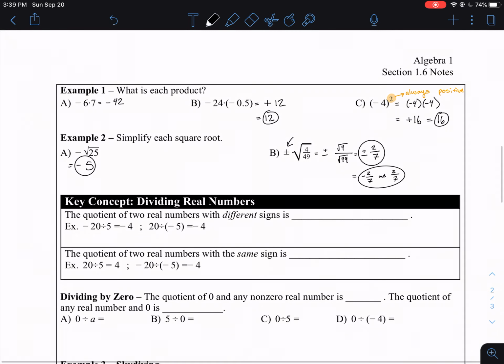There you go. Okay, so that's multiplying. Now let's work on dividing. And guess what? The rules are the same. If you have different signs, like negative, positive or positive, negative, the quotient will always be negative. And similarly, if the signs are the same, so you have positive and positive, or negative and negative, the answer will always be positive.